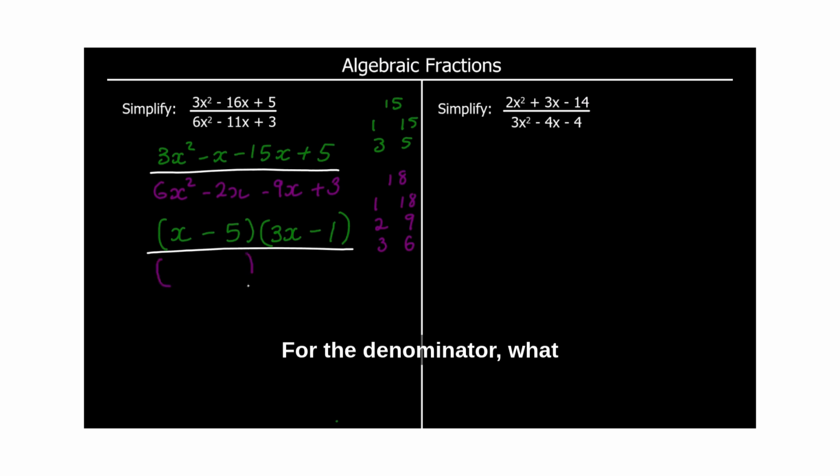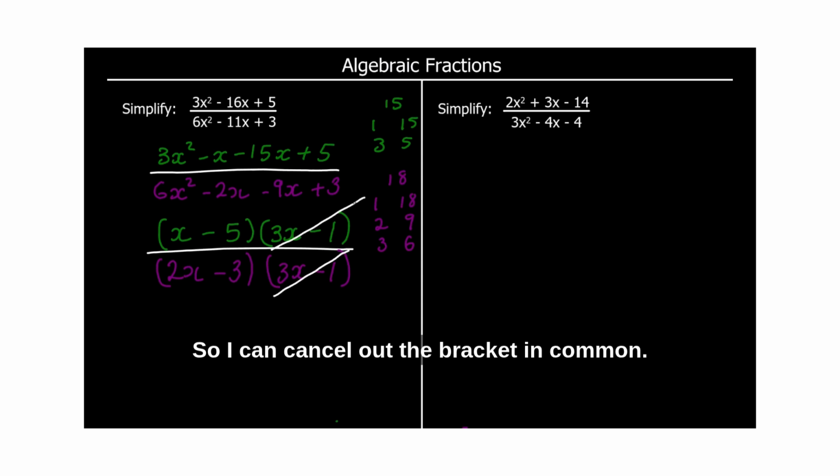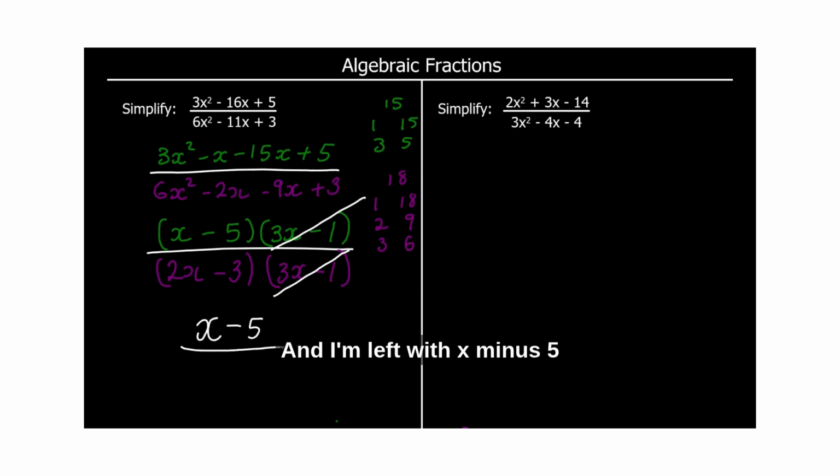For the denominator, what can I take out of 6x squared minus 2x? 6 and 2 are both in the 2 times table, and they've both got an x. So I've got 2x. 2x times something is 6x squared. That's 3x. 2x times something is negative 2x, negative 1. Something times 3x is negative 9x. That's negative 3. And negative 3 times negative 1 is positive 3. So I can cancel out the bracket in common, and I'm left with x minus 5 over 2x minus 3.